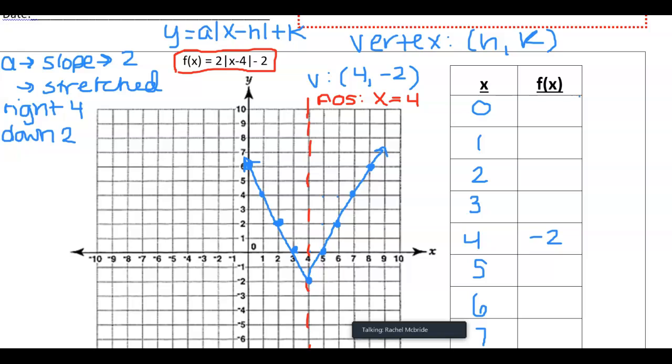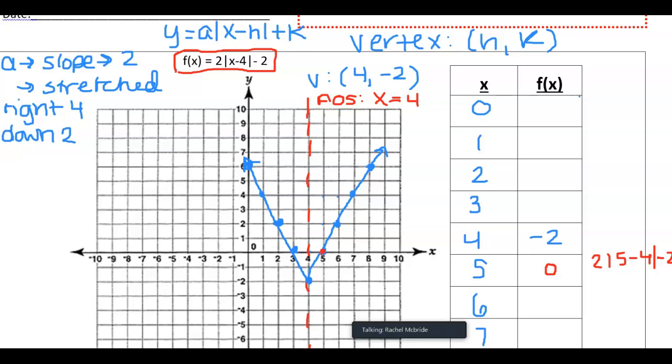If I plug in the number 5, it's like saying 2 times the absolute value of 5 minus 4, minus 2. So 5 minus 4 is 1, absolute value of 1 is 1, 1 times 2 is 2, 2 minus 2 is 0. And what you should notice is if you go to x is 5 on the graph, it's also plotted at the point (5, 0). The values I get in my table should match the values I get on my graph. It's almost like a safety net. You're checking one against the other.